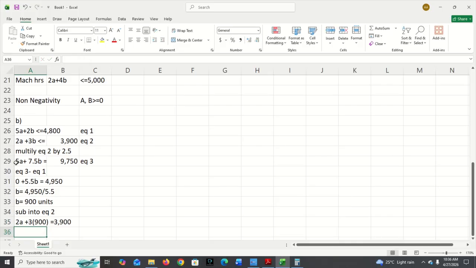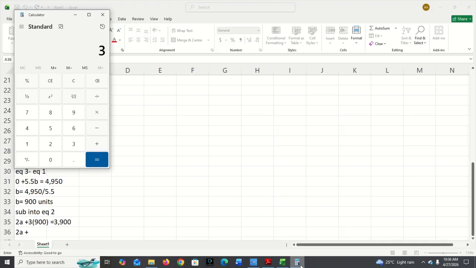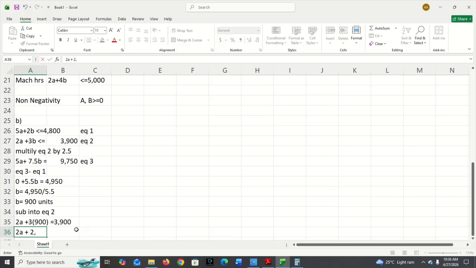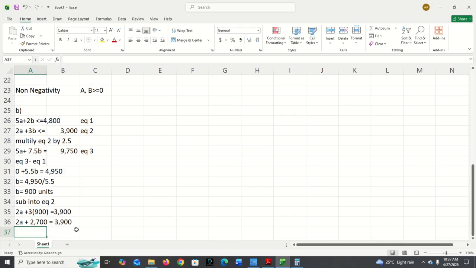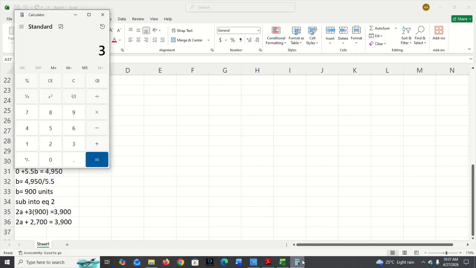So 2A plus 3 times 900, which gives us 2,700. But let's confirm: 3 multiplied by 900 is 2,700. So 2A plus 2,700 equals 3,900. Then the next thing is to do 3,900 minus 2,700, which gives me 1,200.